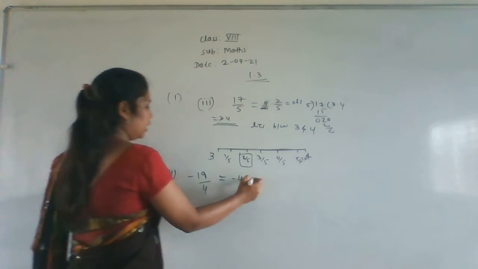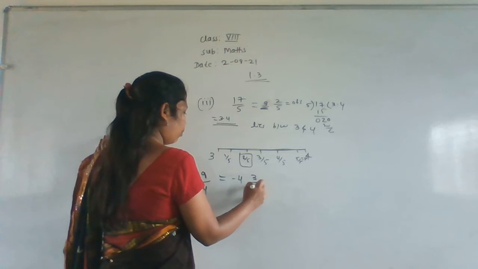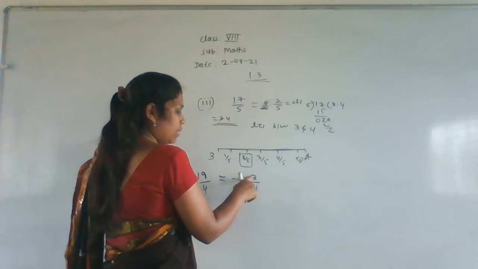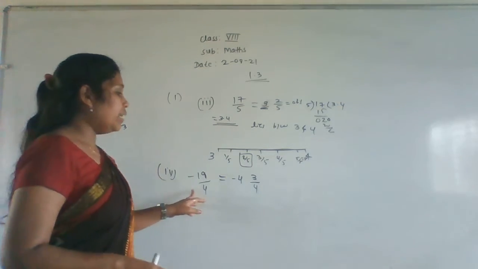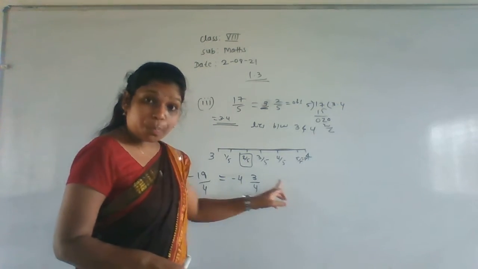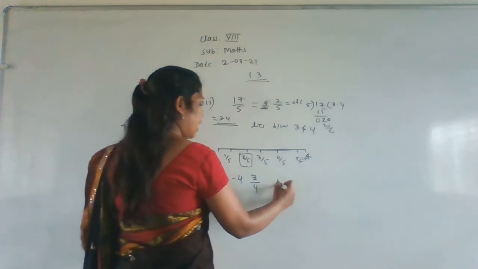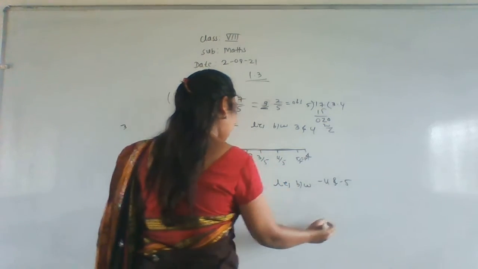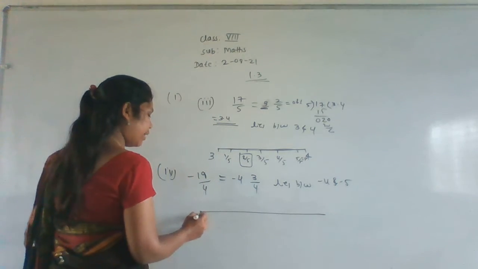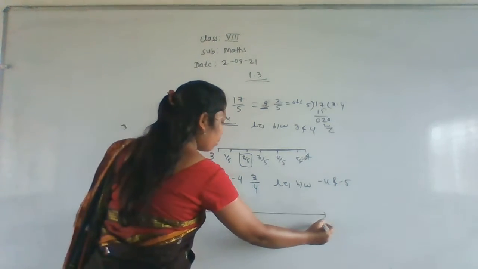3 means here 3 integer. We can write it 3 by 4. 4 4s is 16, 16 plus 3 is 19. So convert into a mixed fraction first. So now it is between minus 4 to minus 5. So now take minus 4 to minus 5 here. Minus 5 and here minus 4.